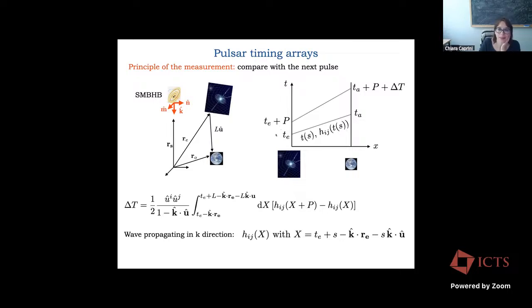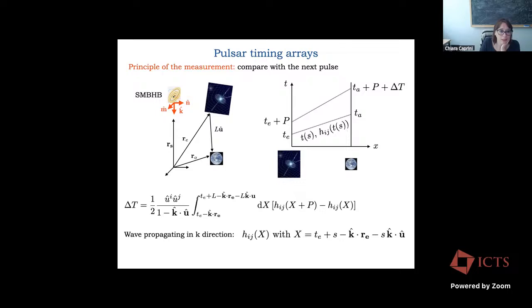And basically the effect is this shift in time on the arrival time due to the fact that the space-time metric from the pulsar to the Earth is perturbed by the gravitational wave passing by, and especially that this gravitational wave, so this perturbation in the metric, is time dependent. Okay, so that's the key aspect here.